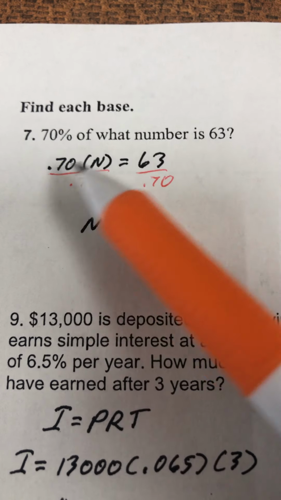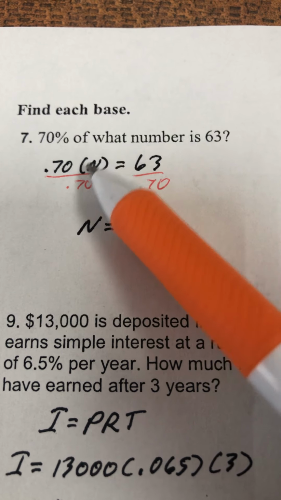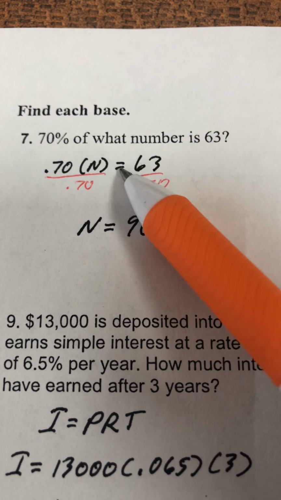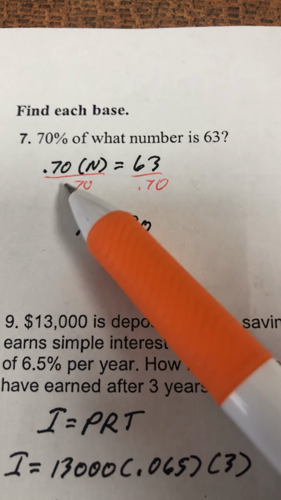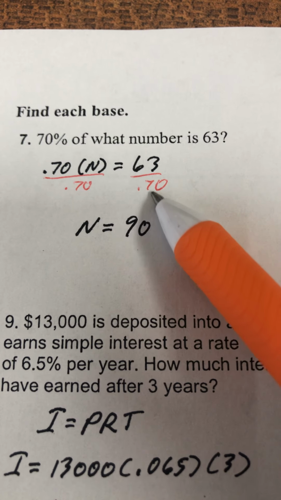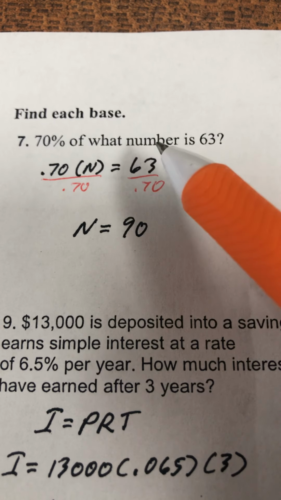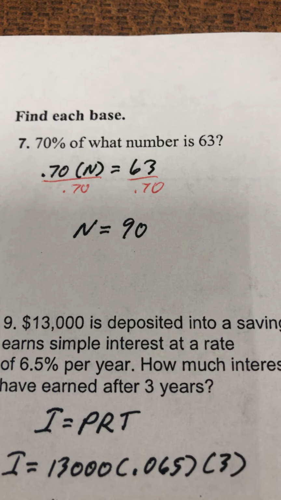Number 7, 70% of what number is 63? So 0.7 times what number, n, equals 63. Okay, so I divide both sides by the 0.7, and 63 divided by 0.7 gives me 90. So 70% of 90 is 63.